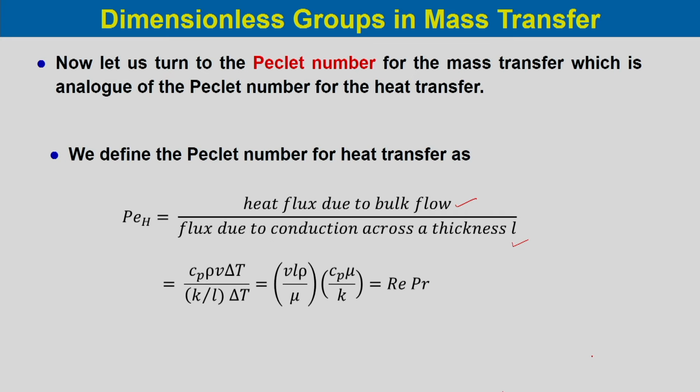If we write the heat flux due to bulk flow, C p rho V into delta T, divided by K by L into delta T, we can group them into two different dimensionless numbers. It is V L rho by mu into C p mu by K. So we can write the Reynolds number and the Prandtl number. The Peclet number in heat transfer can be defined in terms of the Reynolds number and the Prandtl number.